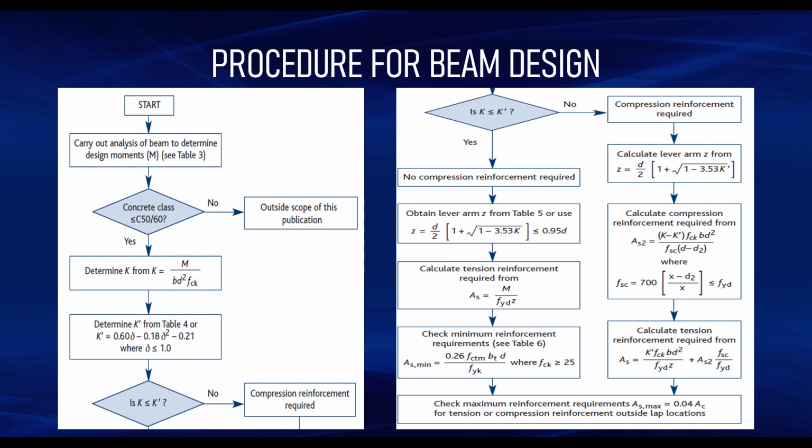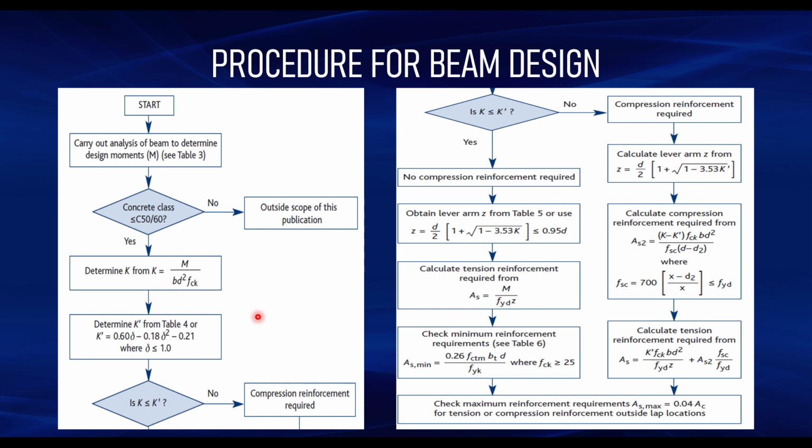If your class of concrete falls within C50/60, which is what we mostly use in practice, then the next thing you have to do is to determine the value of K. This K is dependent on the moment, and is given by M over b d squared fck. fck in this case is the characteristic compressive strength of concrete, because I've already explained that the Eurocode is based on the cylindrical strength of concrete. So fck must be based on the compressive cylindrical test of concrete.